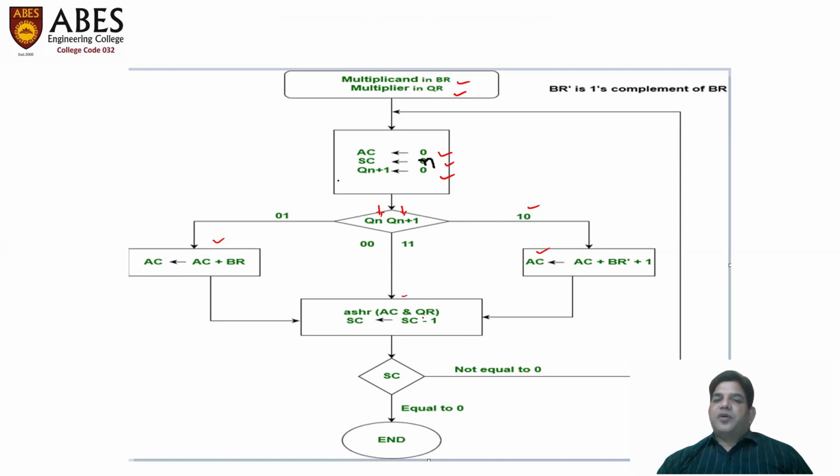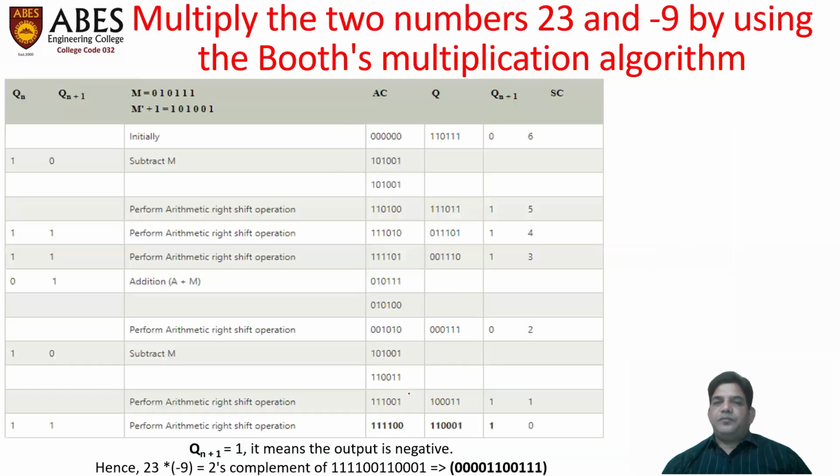Now, after the arithmetic shift operation of the AC and the QR, we have to decrement the sequence counter by 1. And we check if the sequence counter is not equal to 0, then we move towards the same procedure again and again. And if the sequence counter is equal to 0, then perform the end operation. That means the operation is completed.